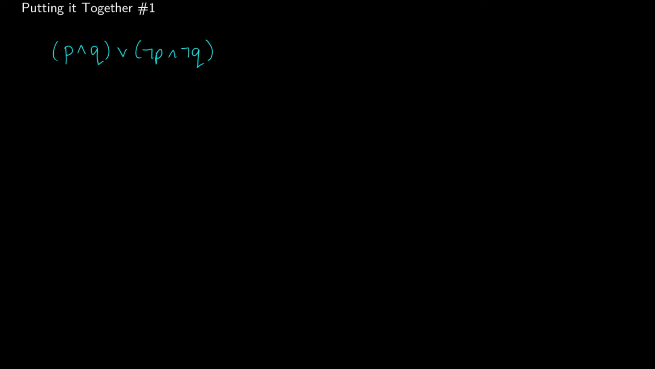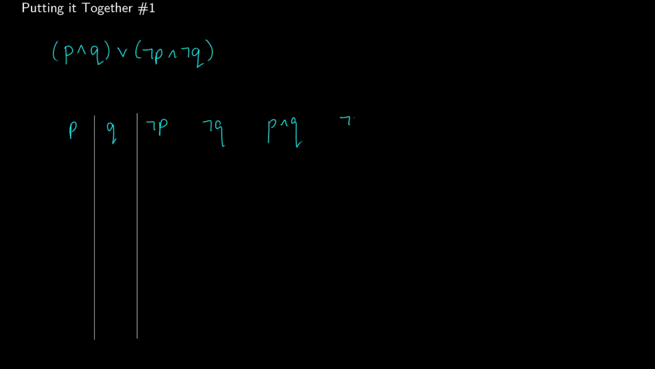So let's put this together. Let's make a larger truth table for this. So how can we figure out the truth of P and Q or not P and not Q? Well, here's what I'll need to do. I will need to create a row for P, a row for Q, a column for not P, a column for not Q. I'll have to get P and Q together. I'll have to get not P and not Q together. And then I'll have to put them all together to get P and Q or not P and not Q.